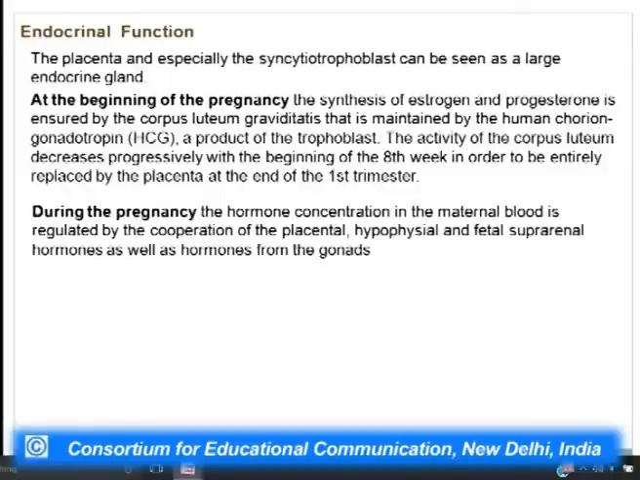So, initially at the beginning of the pregnancy, this trophoblastic layer releases this HCG, and therefore by the end of the first trimester, this hormonal secretion is taken over by the placenta. During the pregnancy, the hormonal concentration in the maternal blood is regulated by the cooperation of the placental, hypophyseal and fetal suprarenal hormones as well as hormones from the gonads. So, endocrinal function is also performed by the placenta.